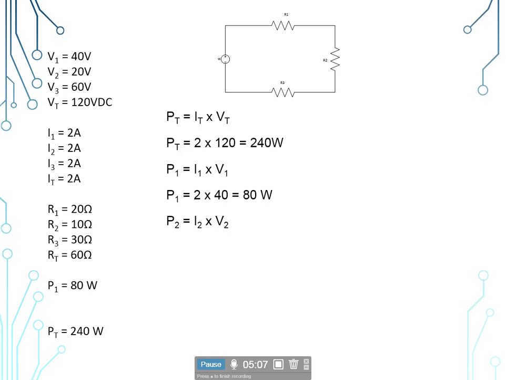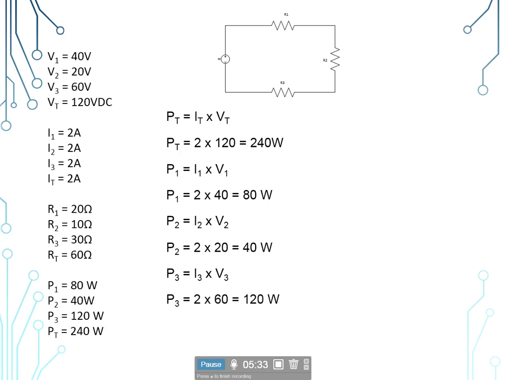P sub 2 is equal to I sub 2 times V sub 2. So I sub 2 of 2 amps times our 20 volts of V sub 2 will give us a 40 watt drop at the second load. And P sub 3 is going to be I sub 3 times V sub 3. I sub 3 of 2 amps times our 60 volt drop at the third load gives us 120 watts dissipated at that third load.